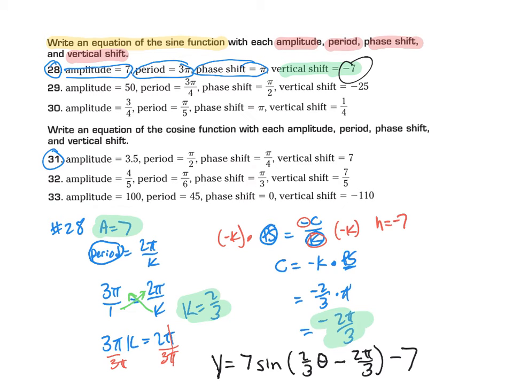So the equation for number 28, and I'm sorry I squeezed it in here at the bottom, is y equals 7 sine of 2/3 theta minus 2 pi over 3, minus 7. And that's the equation for number 28. I'm going to start over on a new screen for number 31.